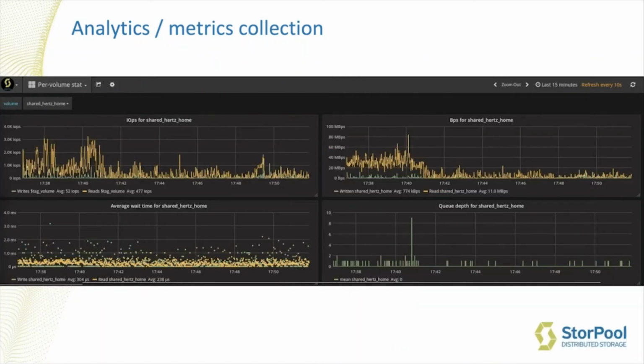So with StorPool, you have metrics such as IOPS and latency metrics for each individual virtual disk, which enables you as a service provider to answer questions like, a customer opens a ticket and says something is slow in my VM, and in this way you can quickly rule out if it's slow because storage is slow or it's slow for some other reason.